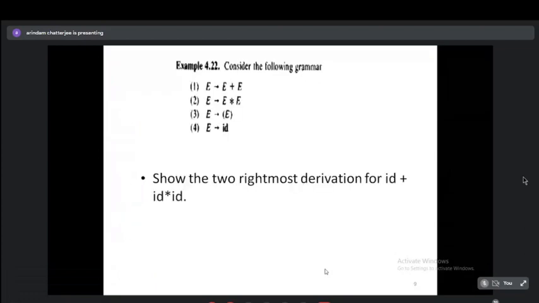Now, here we consider the following grammar: E producing E plus E, E producing E star E, E producing parenthesis E, and E producing ID. Very simple grammar. As you can see, it consists of various forms of left recursion, but that's okay because we are now in the domain of bottom-up parsers, so left recursion is not an issue anymore.